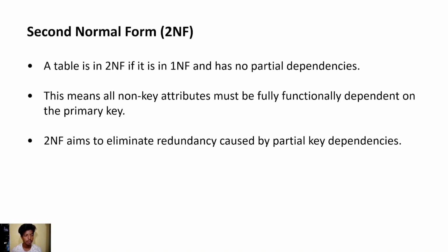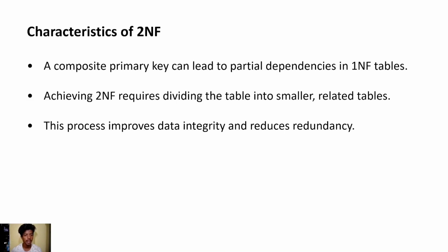Second normal form. A table is in second normal form if it is in 1NF and has no partial dependency. This means all non-key attributes must be fully functionally dependent on the primary key. 2NF aims to eliminate the redundancy caused by partial key dependency. Characteristics of 2NF. A composite primary key can lead to partial dependency in 1NF tables. Achieving 2NF requires dividing the table into smaller, related tables. This process improves data integrity and reduces redundancy.